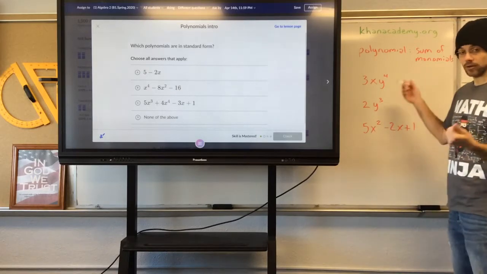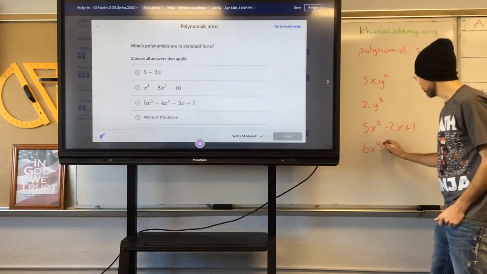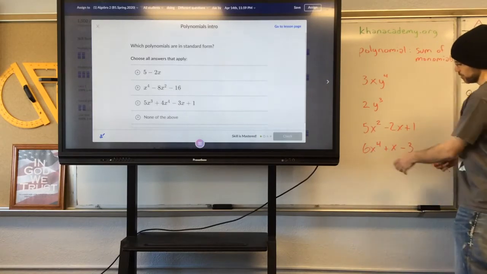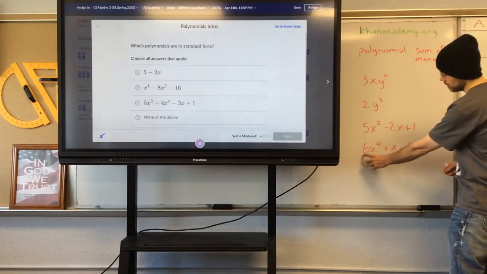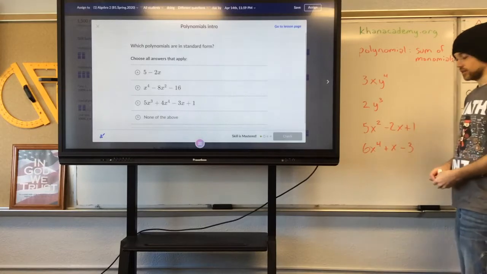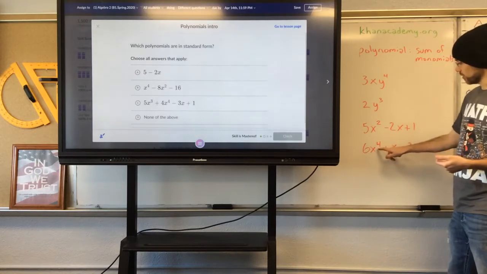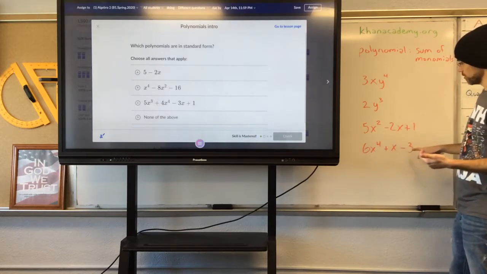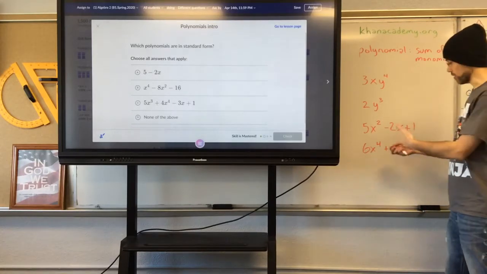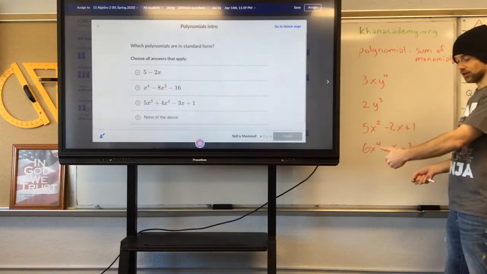So here's another example in standard form of a polynomial. How about 6x to the 4th plus x minus 3. Okay, so we've got 3 monomials again. So 6x to the 4th is the first one, x is the second one, and negative 3 is the third monomial. This is in standard form because the exponents descend from 4 to 1 to 0. Notice we skipped 3 and 2. It's fine. They just have to descend. Whichever exponents there are, you put the largest one first, next largest second, and so on.